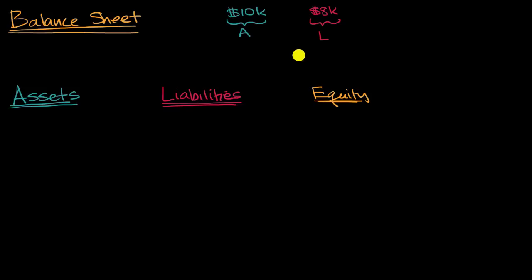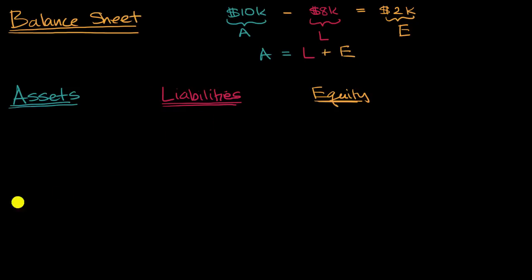What would be your equity here? What would be your net worth? Well, if you own something worth $10,000, if all of your assets are $10,000, but you owe $8,000, what you have left over, that's going to be $2,000. And so this would be your equity. In everyday language it's oftentimes the net worth. And so assets minus liabilities is equal to equity. Or if you add liabilities to both sides of that, you could say that assets are equal to liabilities plus equity.